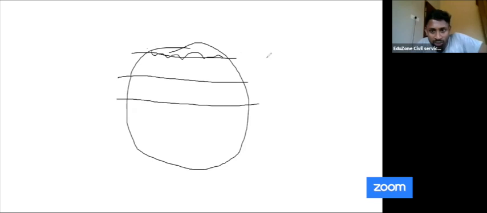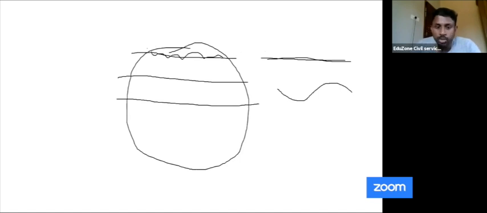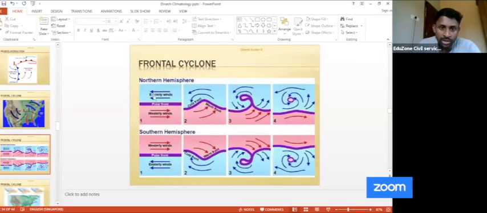So the initial situation was a straight line. Now they will start twisting them, and the cyclone develops. Let's see. Initially it's a straight line. So this is my stationary front. Cold air is above, warm air is below. As a result, I am getting a stationary front.